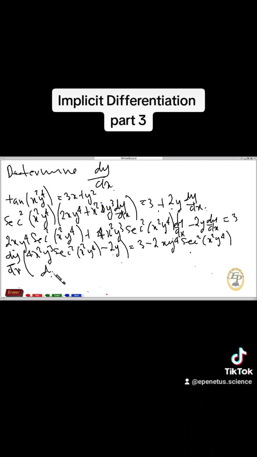So therefore dy/dx is going to be equal to 3 minus 2xy to the 4 sec squared x squared y to the 4, all divided by 4x squared y cubed sec squared x squared y to the 4 minus 2y. Thank you.